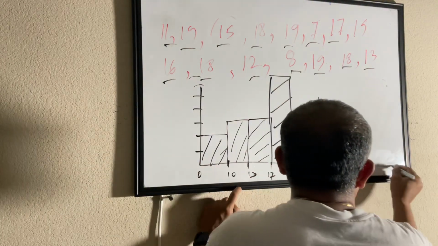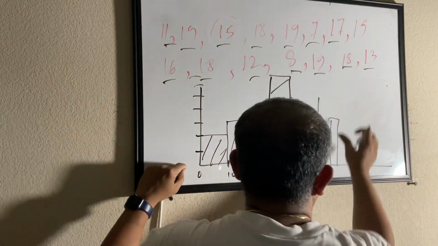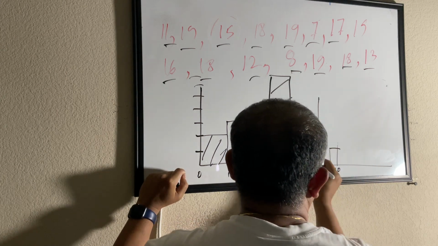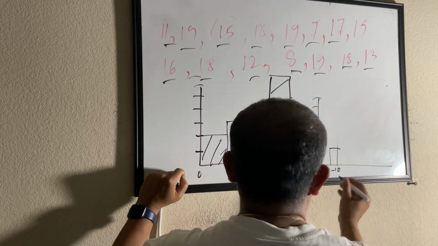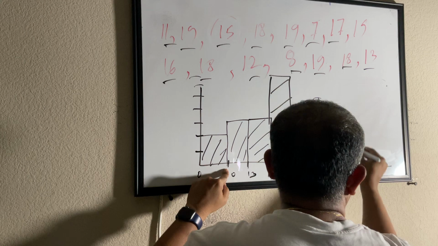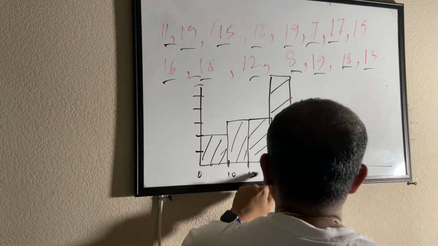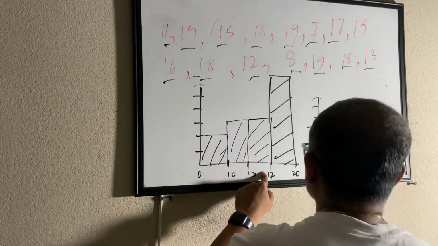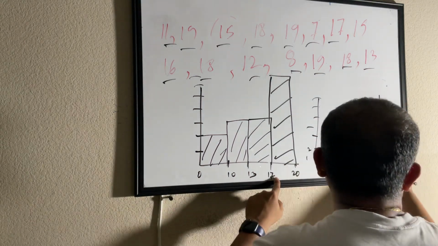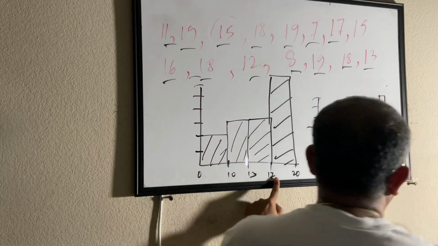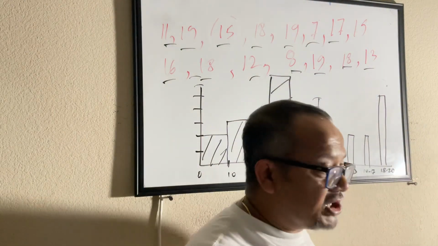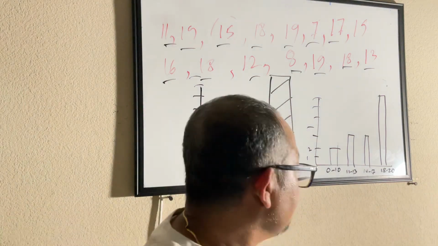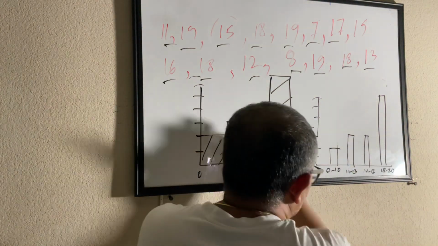If I had plotted it like a bar chart, this is 0 to 10. 0 to 10 is 2. 11 to 13 is 3. Then 14 to 17 is also 3. Eighteen to 20 is 7. This is called bar chart. This is called histogram. Same data represented in a different way. Here you have all bars where there is a relatable history to it.